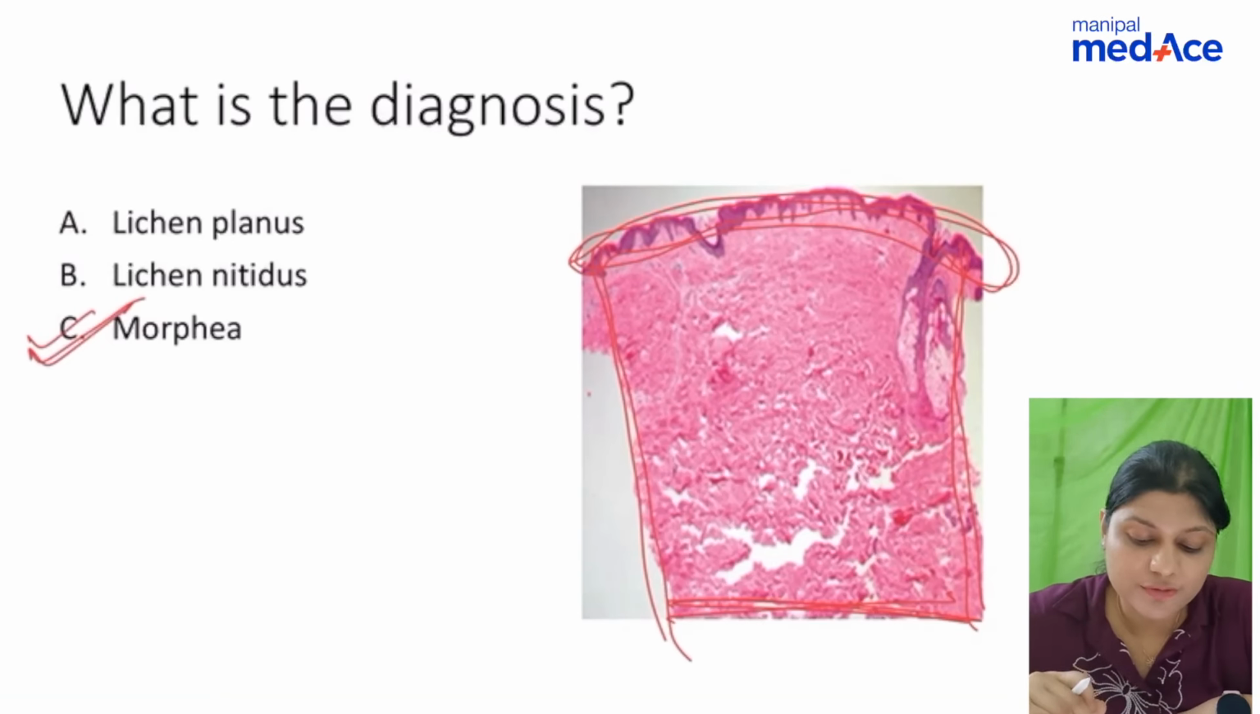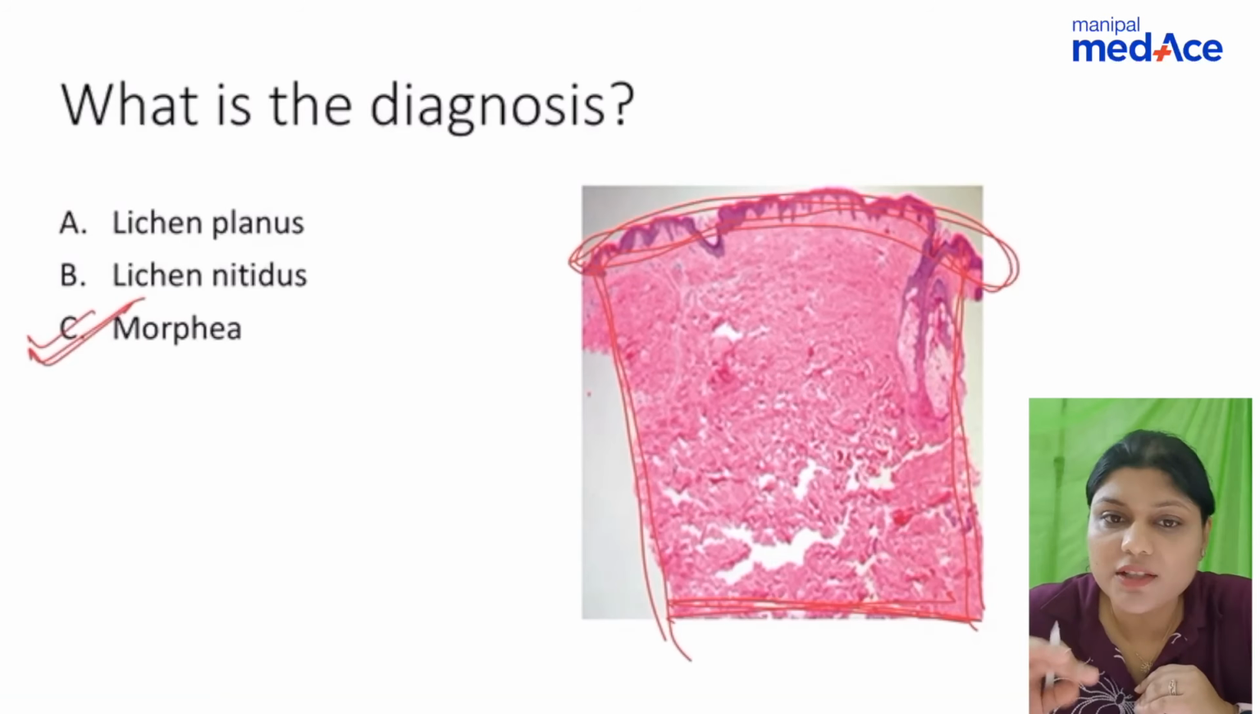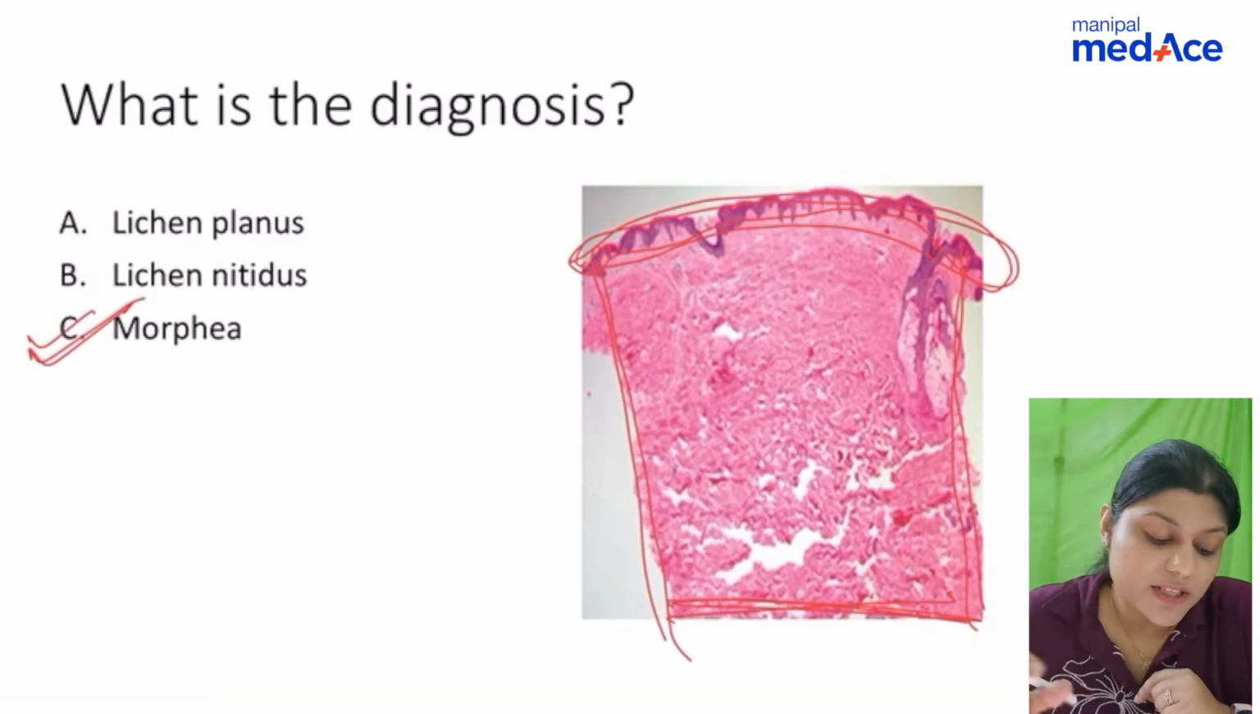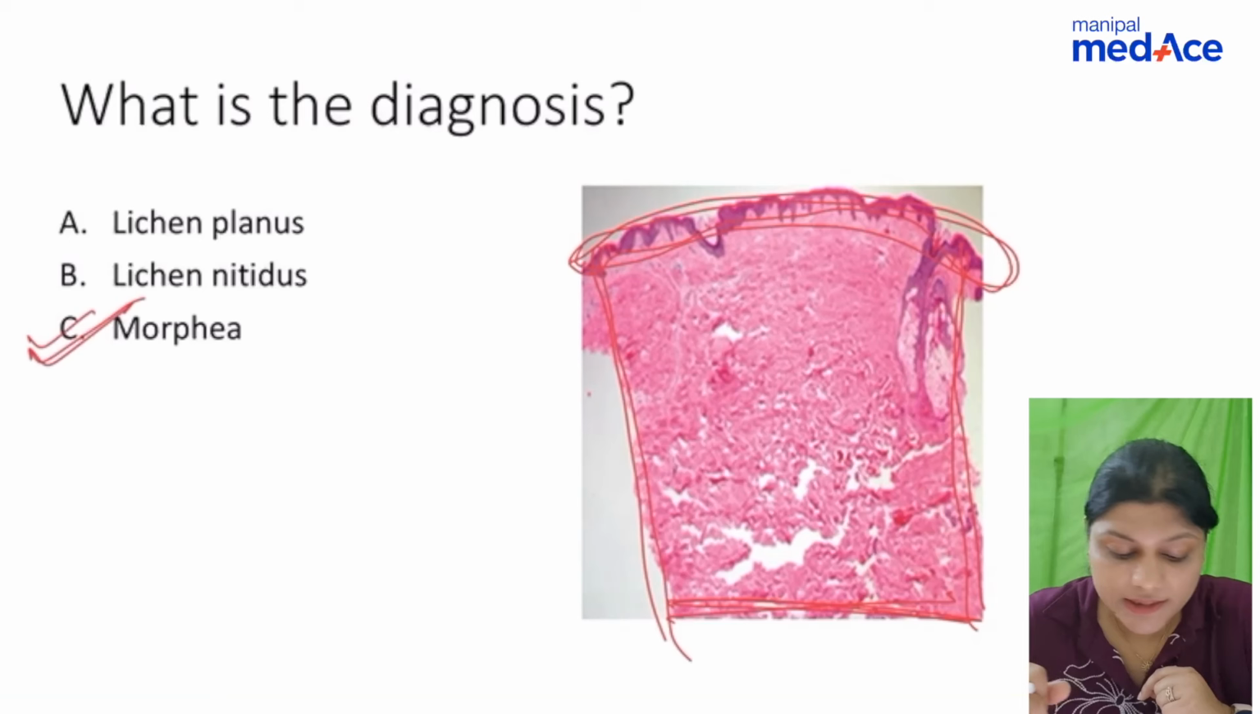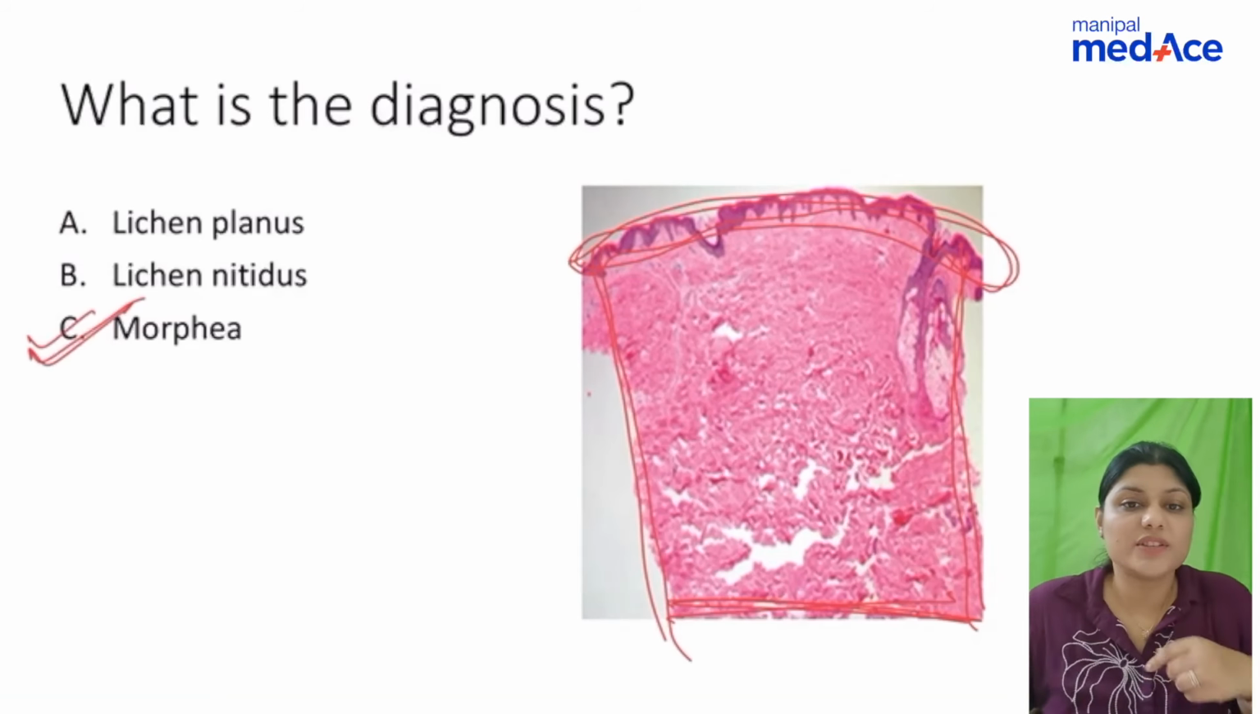Even if you don't know what it is, you can always rule out the other options. I don't know option D, but you can rule out lichen planus and lichenoid, and the answer becomes morphea. So that's all from my side.